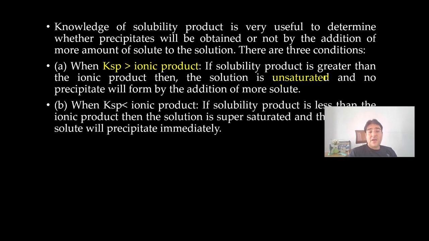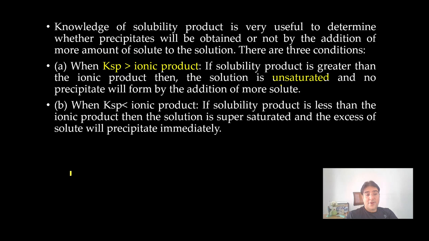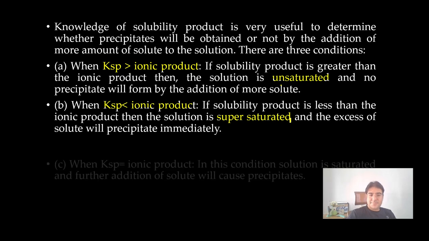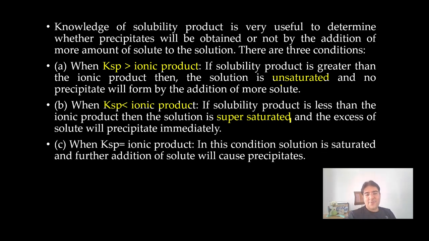And if the ions are more, it means you have dissolved too much. This will come out. This is supersaturated because you have dissolved too many ions. The number of ions has increased beyond the value of Ksp in the chart. This is called a supersaturated solution. And what if they are equal? Any guess? If they are equal, then it means that the solution is not unsaturated. It is not supersaturated. It is completely saturated.